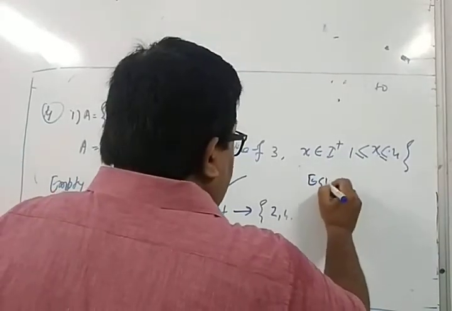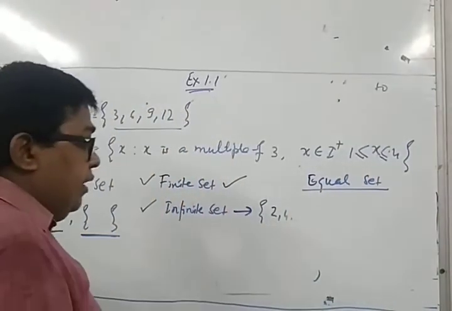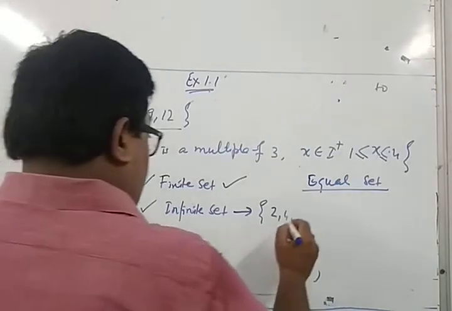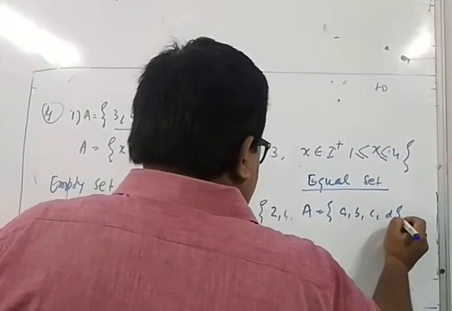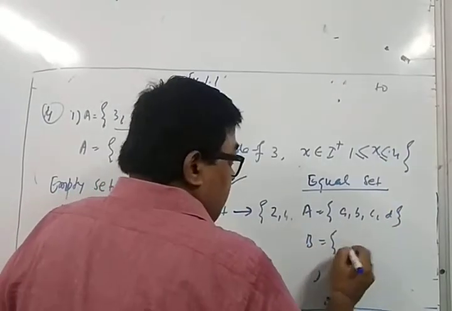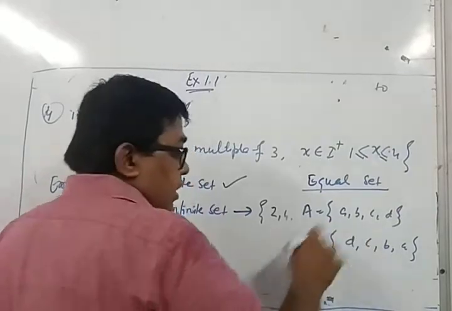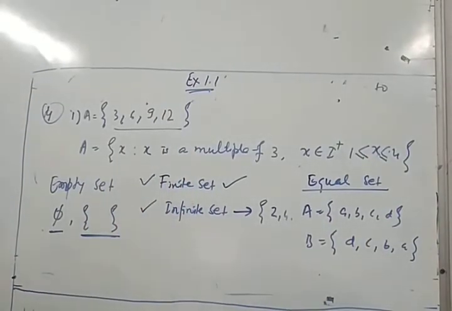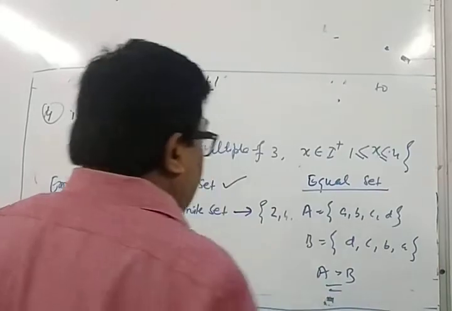Equal set means when two sets have the same elements, common elements, except the order, that is an equal set. Say A is A, B, C, D, and another set B is D, C, B, A. So you can see here these are two different sets, but with the same elements. The order is changed, but A is equal to B. This is an example of equal sets.